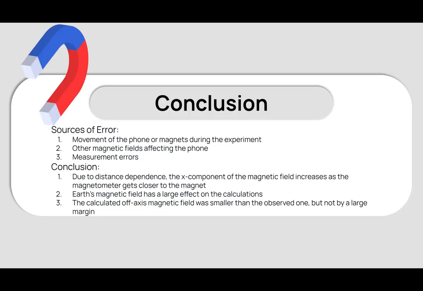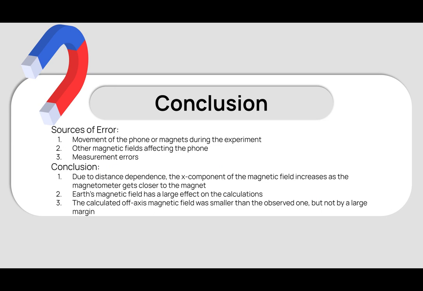For our conclusion, the main sources of error would be the potential movement of the phone or magnet during the experiment, other magnetic fields affecting the phone, and measurement errors. An overall conclusion is that due to distance dependence, the x component of the magnetic field increases as the magnetometer gets closer to the magnet.